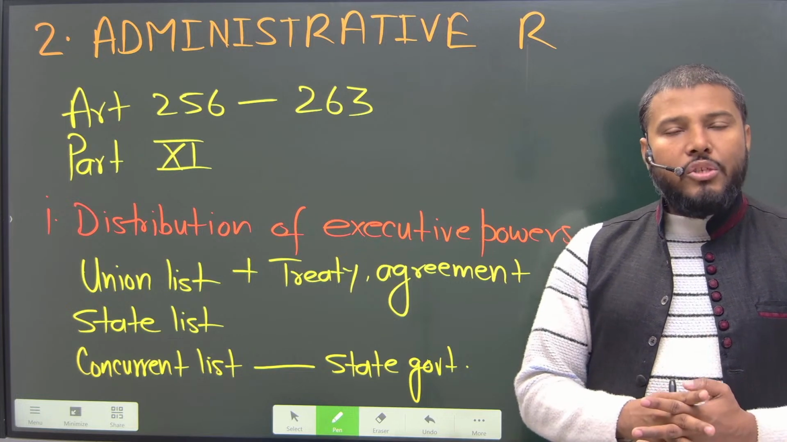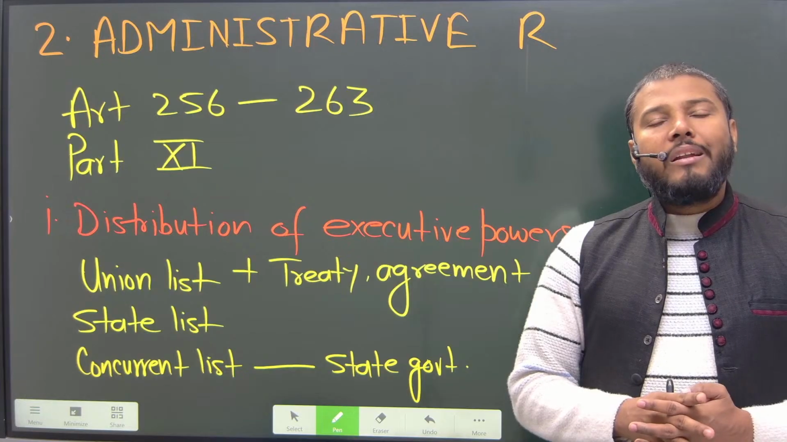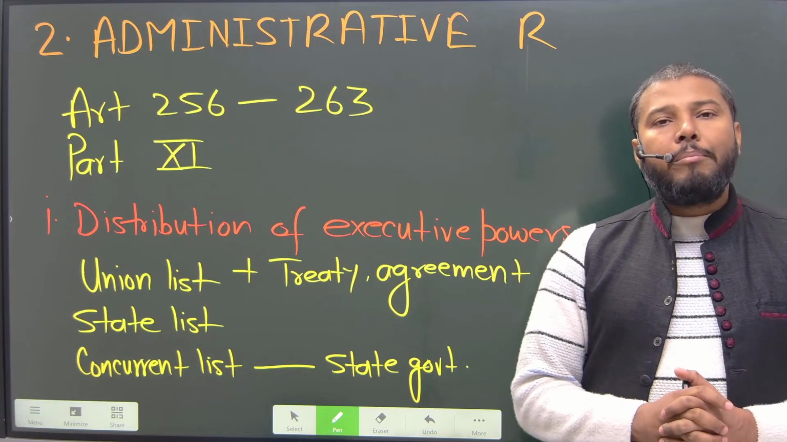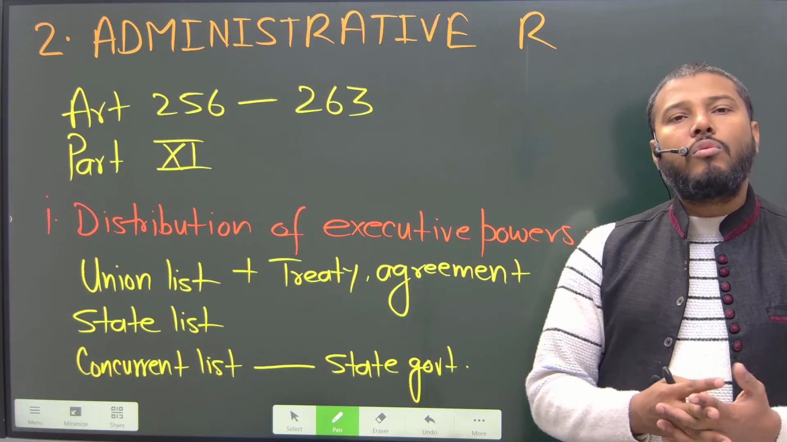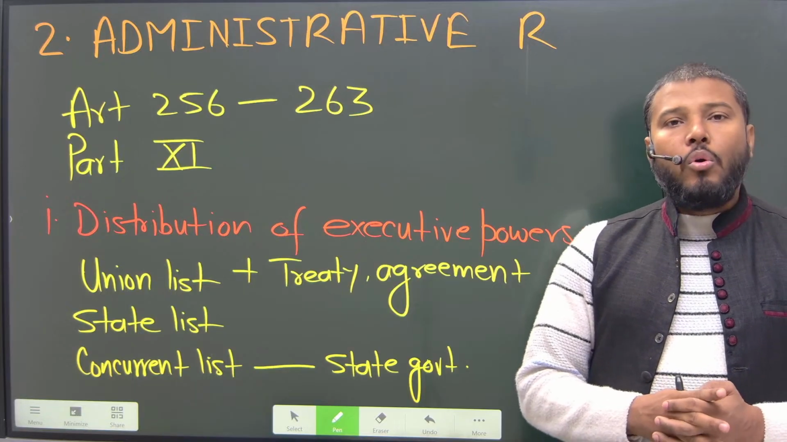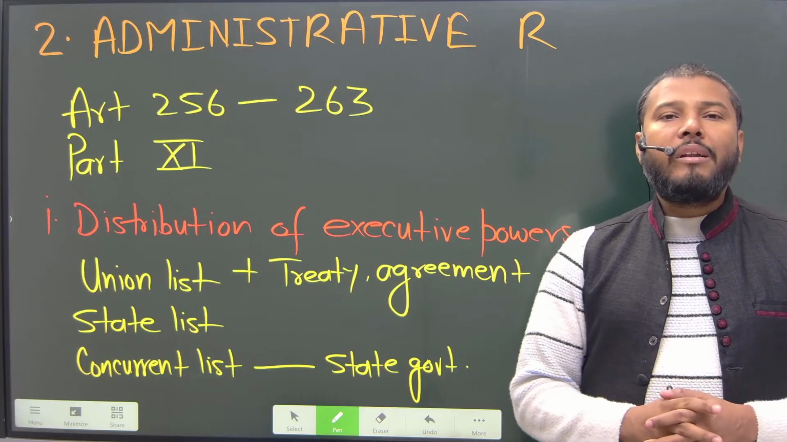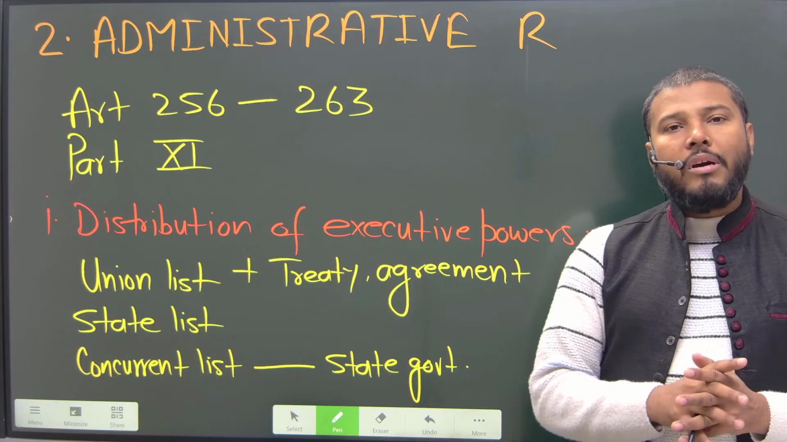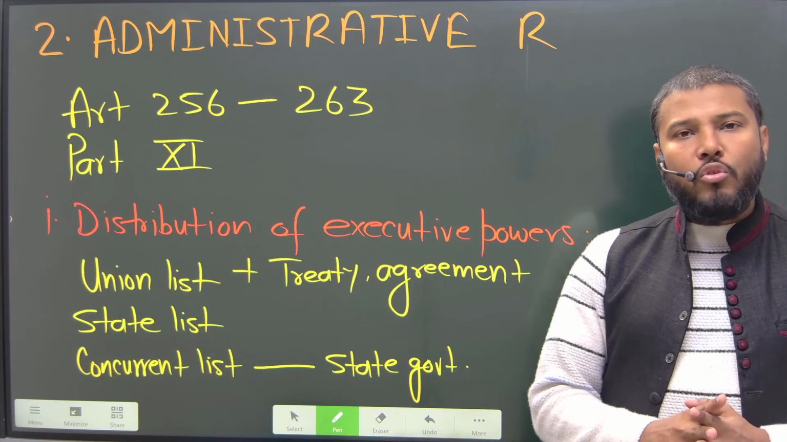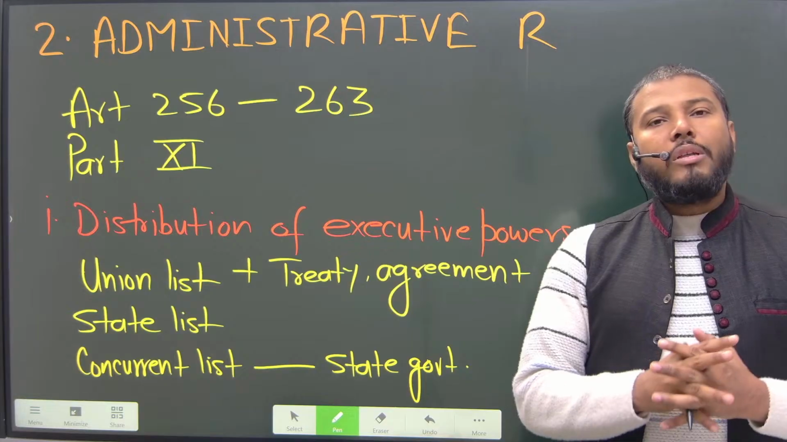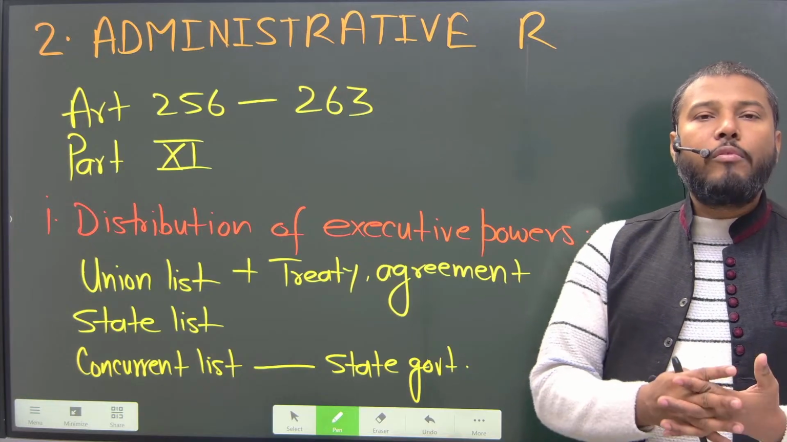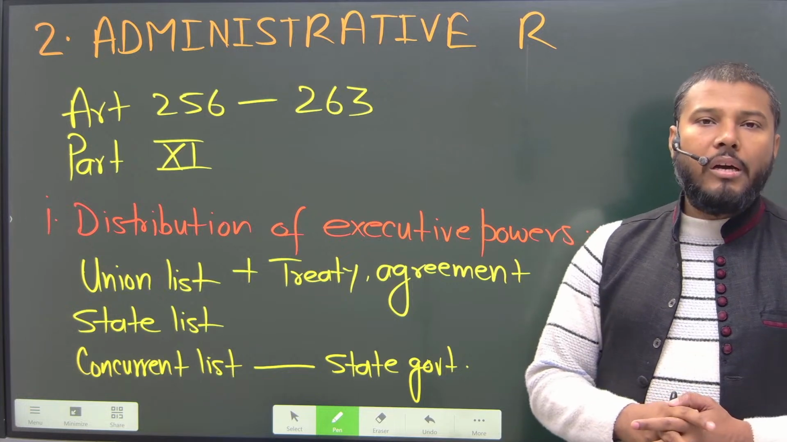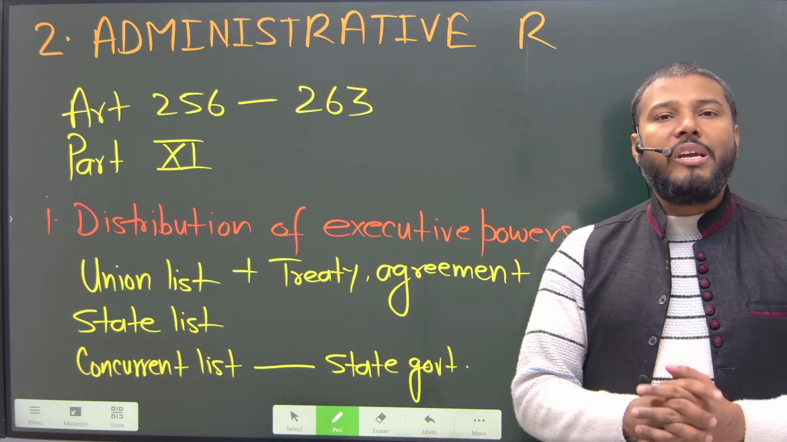About the concurrent list, we have understood that on the concurrent list the union as well as the state government can make laws together, right? वो दोनों के दोनों उस पे कानून बना सकते हैं. Who has power to ensure the enforcement of the laws which have been made on the concurrent list? concurrent list के ऊपर जो पार्लियामेंट ने कानून बनाया है या स्टेट गवर्नमेंट ने जो कानून बनाया है उसको इन्फोर्स कौन करवाएगा, उसका एग्जीक्यूशन कौन इंश्योर करेगा, उसको एडमिनिस्टर कौन करेगा? Then the answer will be the state government.